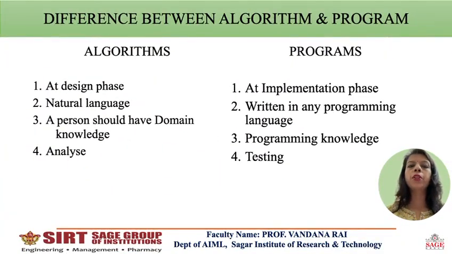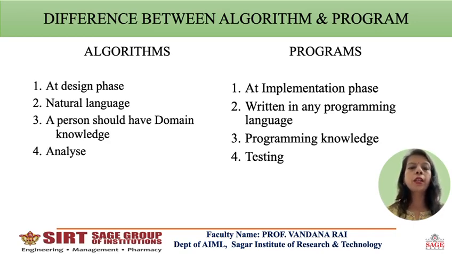Now we will talk about the difference between an algorithm and a program. As you can see, an algorithm is a set of steps which we design to solve a problem, and we can write an algorithm in our own language. There is no need for any programming knowledge. But if we talk about a program, we need to know a language. We should have sound knowledge of a language like C, C++, Java.